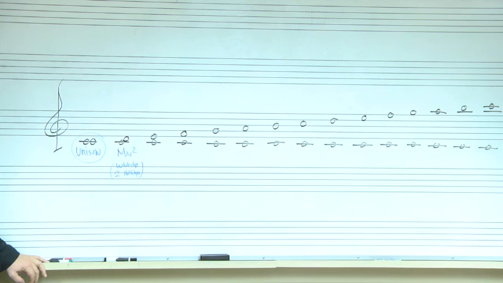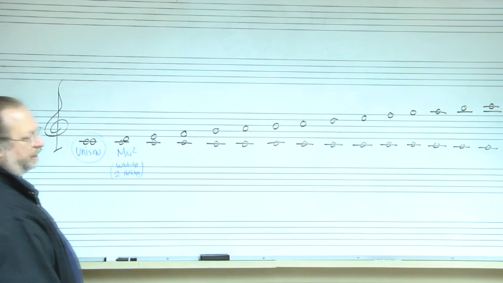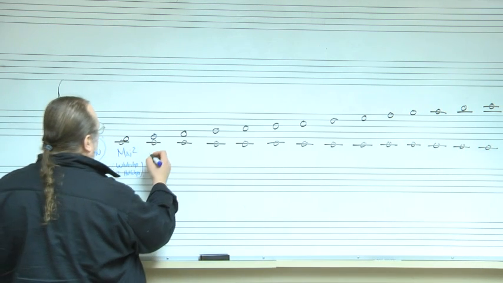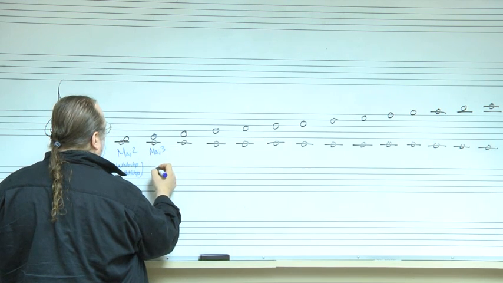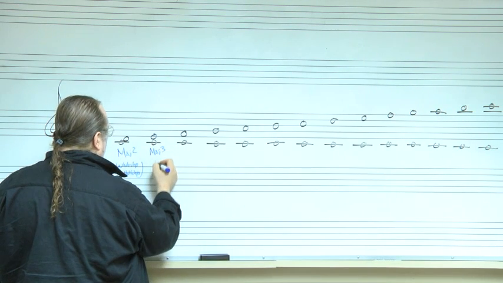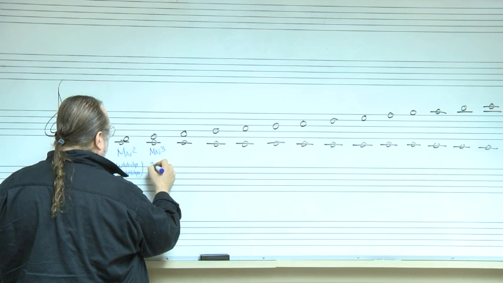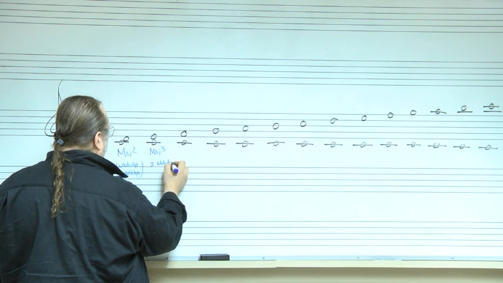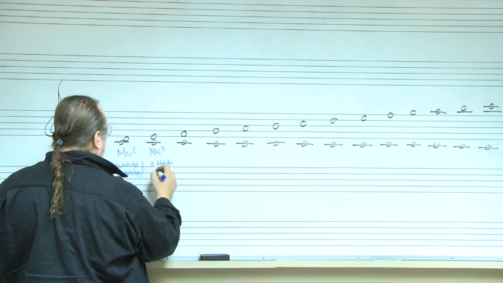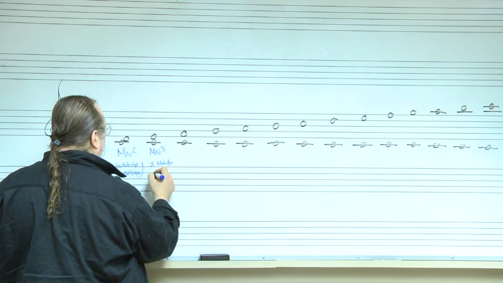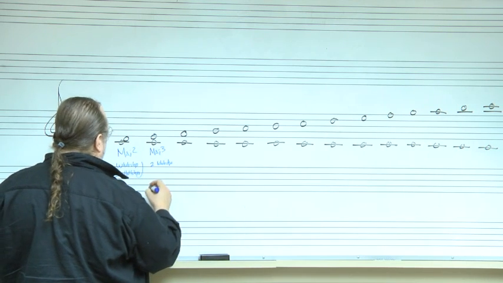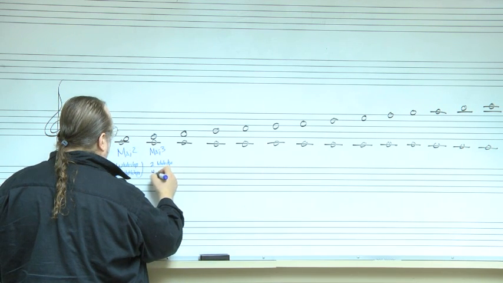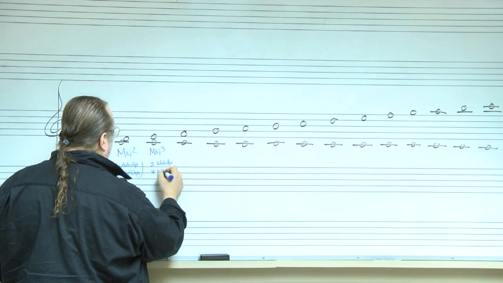Okay. And the next one's a third, correct? Next is a third, but in the major key, it's a major third, right? So a major third is 2 whole steps, or 4 half steps. Well, no, yeah, 4 half steps. You're right.